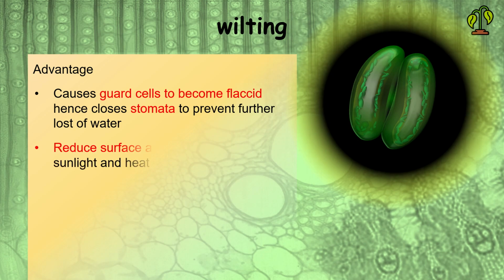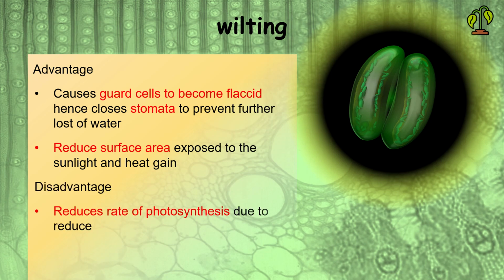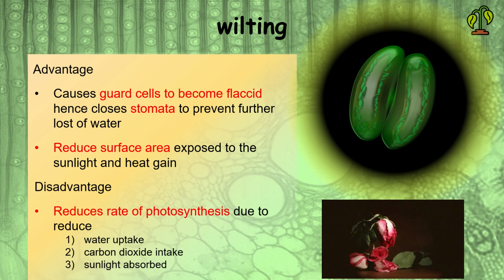Wilting also reduces the surface area of the plant exposed to sunlight, reducing heat gain that can cause more water loss. However, its disadvantage is that it reduces the rate of photosynthesis, since it reduces water uptake and carbon dioxide intake due to stomata closure and reduced light absorption due to the leaf being flaccid.